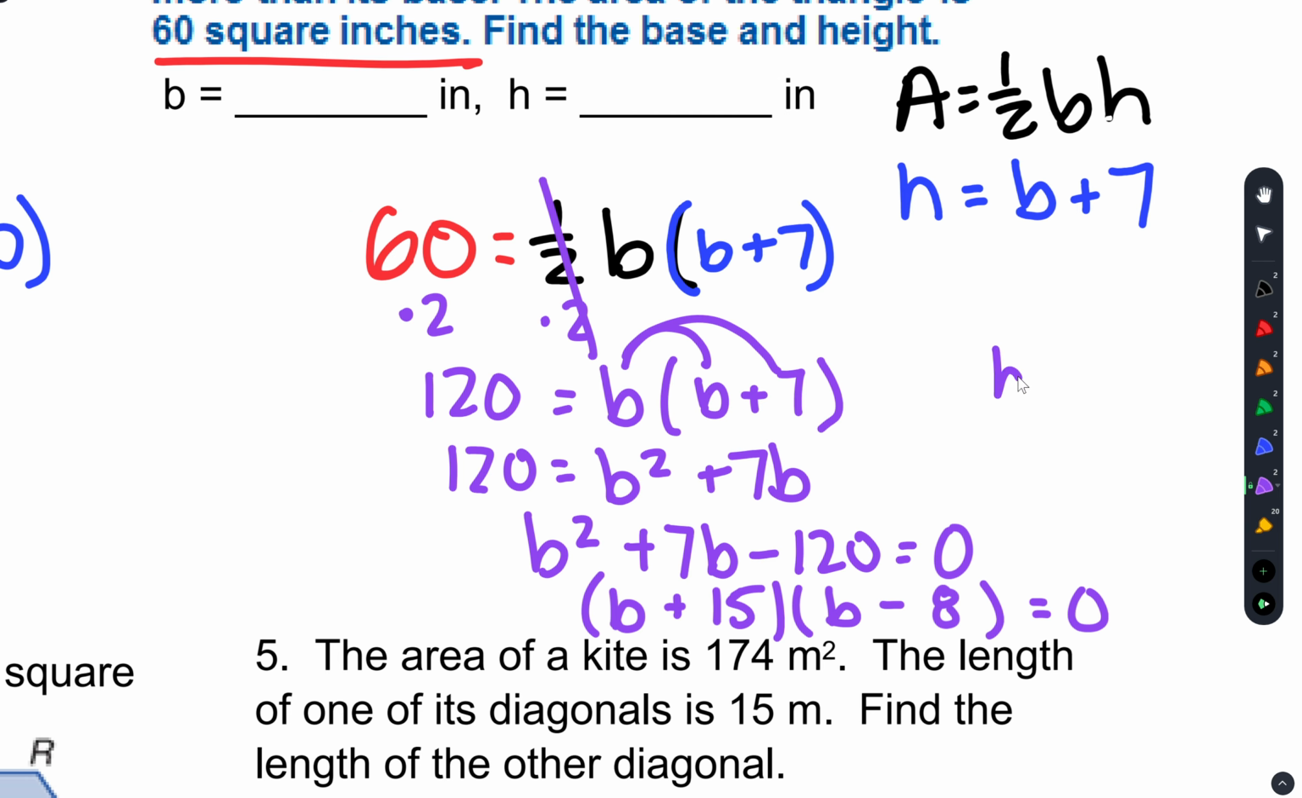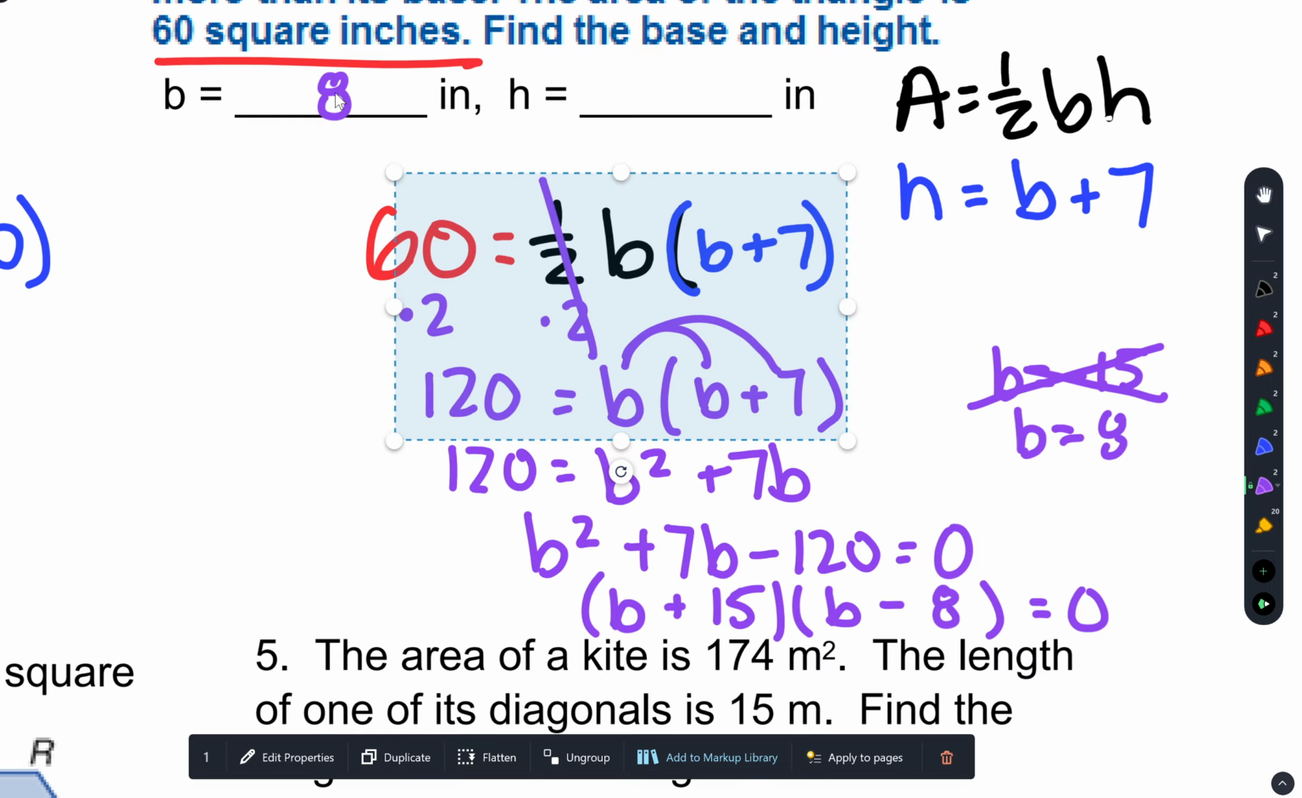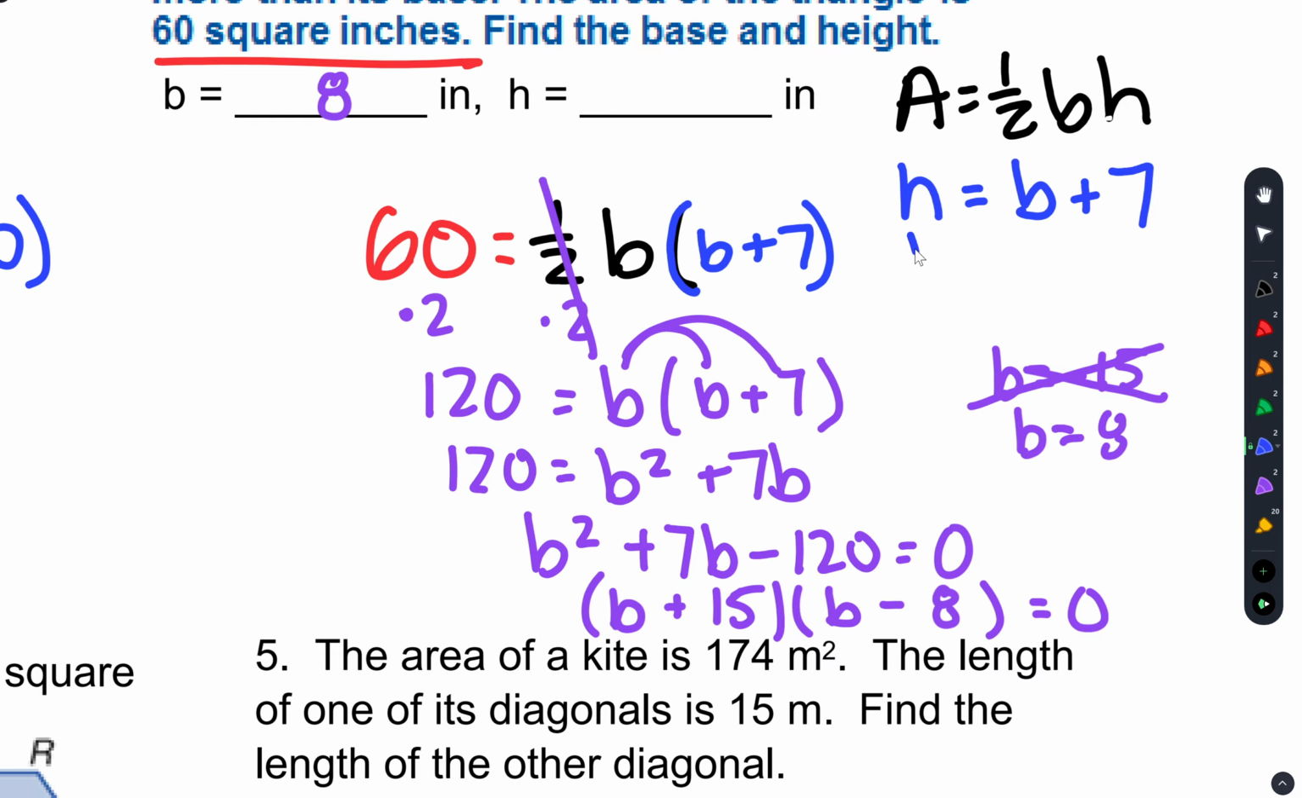So I have two answers: negative 15 and positive 8. Do both of those work in this situation? Can't have a negative side length, so I know that negative 15 does not work. So my base is 8 inches, and then I have to go back and find the height. The height equals 8 plus 7, or positive 15 inches. Any questions on that? Okay.